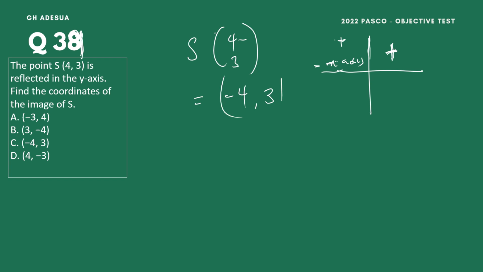So the reflection of point S on the y-axis becomes negative 4, 3. That is our answer C.